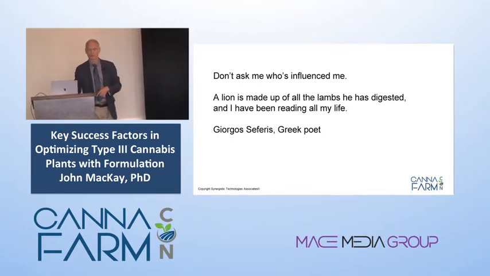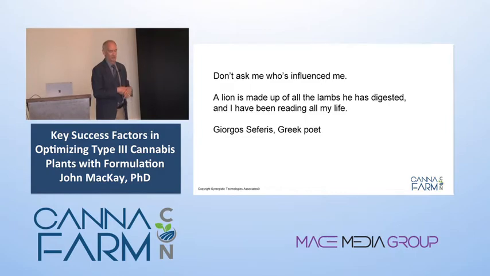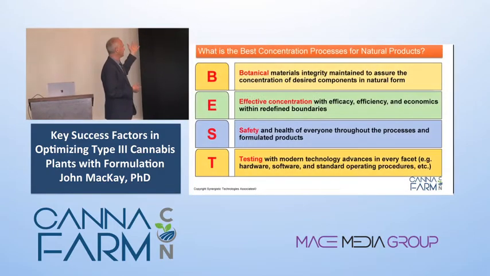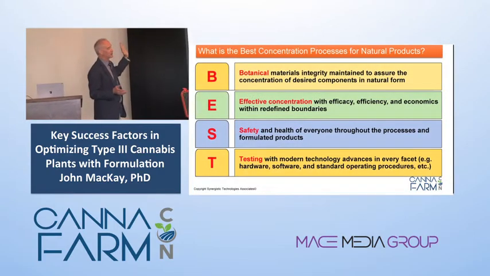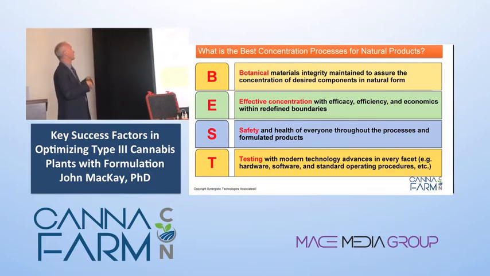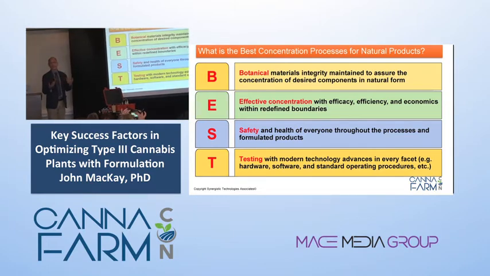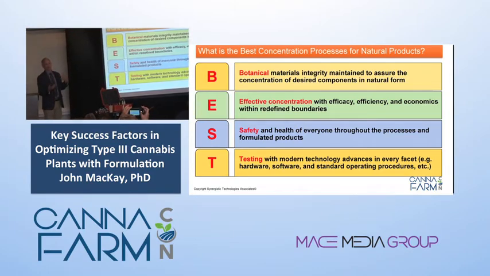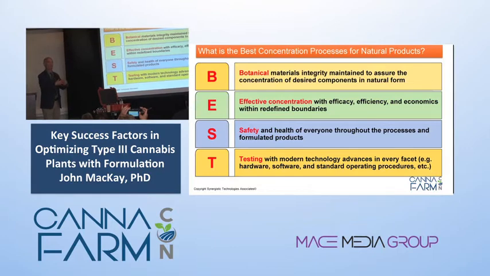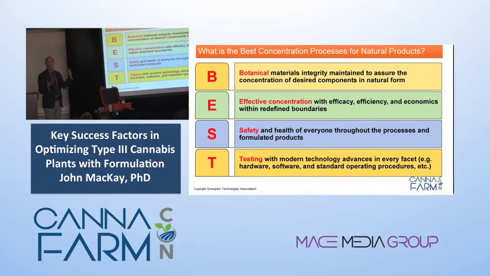And so some of the stuff that you'll see, people ask me, what's the best extraction? People have seen this before. B is my most important thing, whether you're growing, extracting, or making products: botanical materials integrity maintained to assure the concentration of the desired components in their natural form. The minute you start doing other things that are unnatural, nothing good is coming next. E for me is extraction, because you're still trying to provide that. If you give someone a natural product, they're going to extract it because it's going into their body. You've just picked a different route to do that. So even if I have a hemp cigarette, I still have CBD and all of its friends.